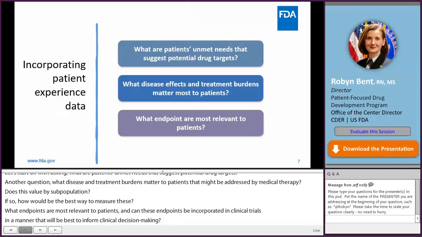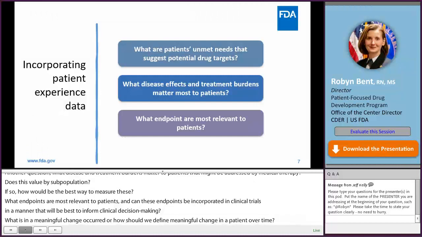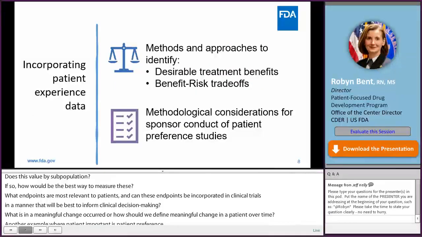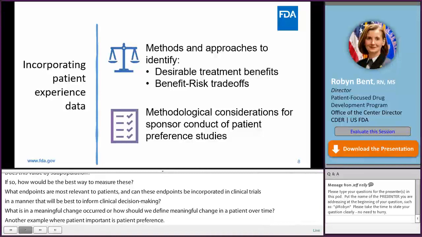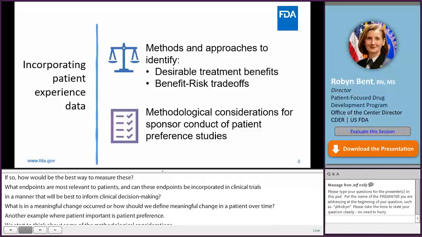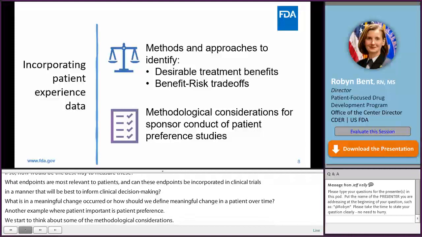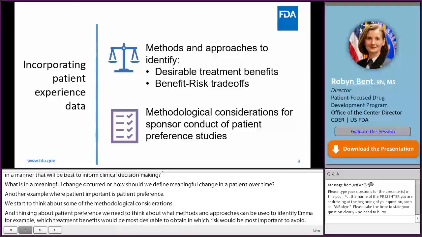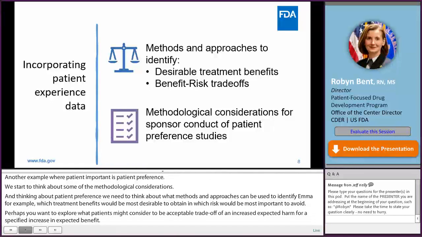Another example of where patient input is important is in the case of patient preference. And with that, we really start to think about some of the methodologic considerations. So in thinking about patient preference, we need to think about what methods and approaches could be used to identify, for example, which treatment benefits would be most desirable to obtain and which risks would be most important to avoid. Or perhaps we want to explore what patients might consider to be acceptable trade-off of an increased expected harm for a specified increase in expected benefit. In the second example, we think about what are the relevant methodologic considerations when a sponsor conducts patient preference studies to provide credible and reliable findings to support regulatory decision-making.